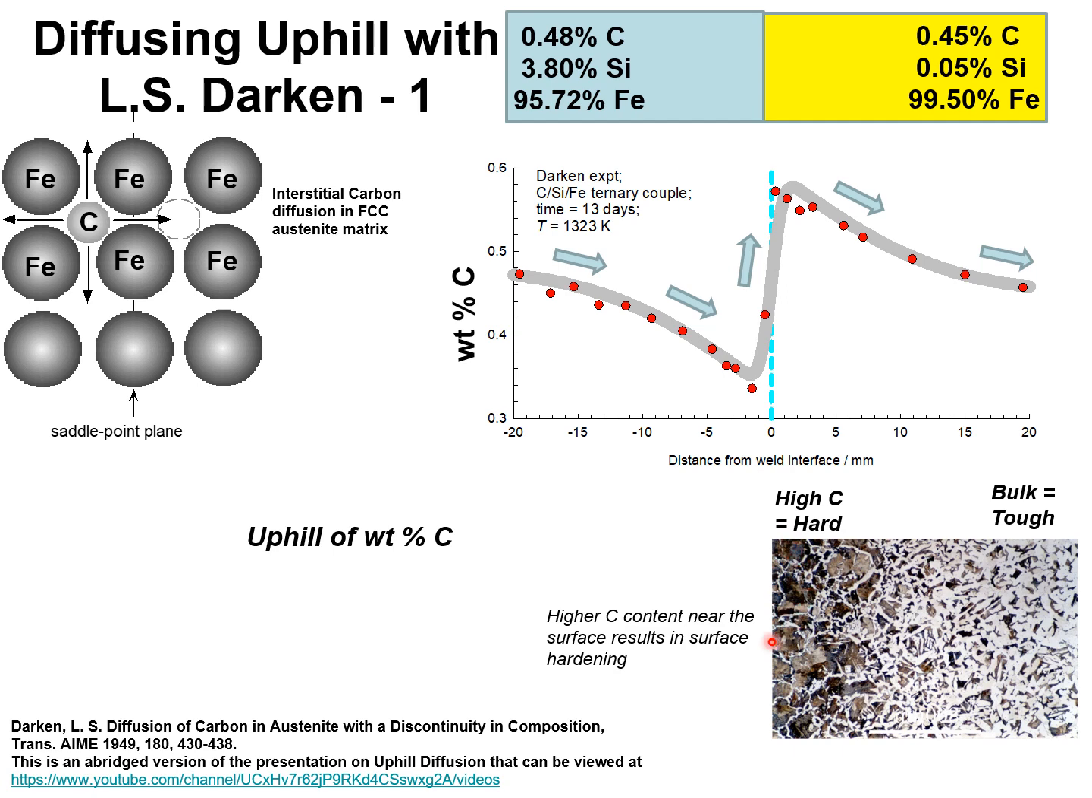This is a technique used for surface hardening because the surface now contains a higher portion of carbon and is harder than the bulk that is tougher. So carburization using this technique involves exploitation of the principle of uphill diffusion.